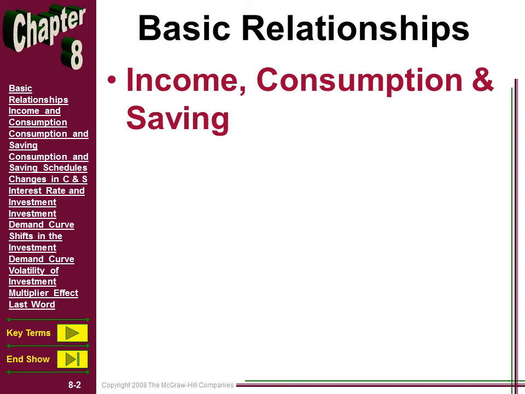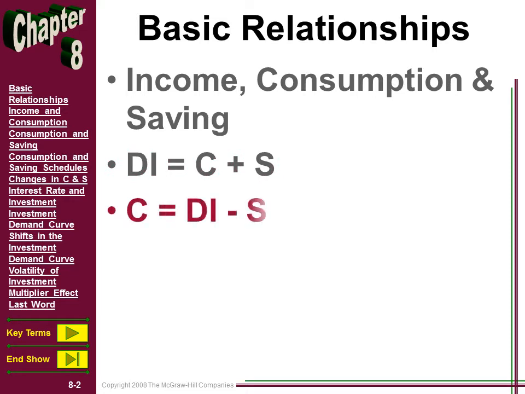Okay, so here are those relationships, and we'll get used to some of these initials here. DI is disposable income, again, equals consumption plus savings. And therefore, doing just a little bit of algebra, consumption can be easily calculated by taking disposable income and subtracting out savings. And of course, savings can be calculated by taking disposable income and simply subtracting out consumption. Well, it's very valuable when you study these.